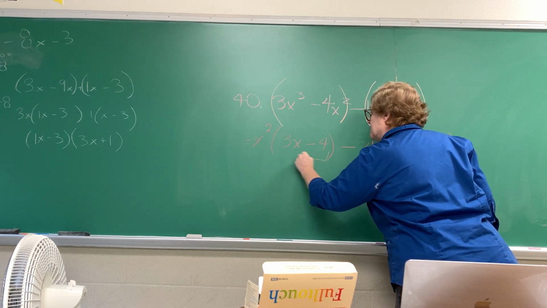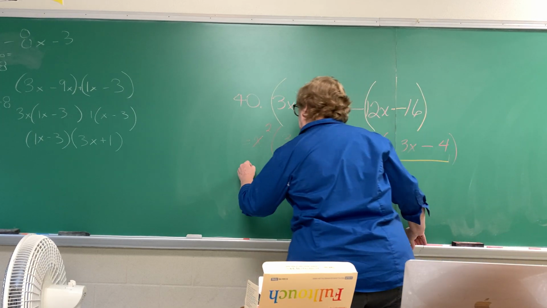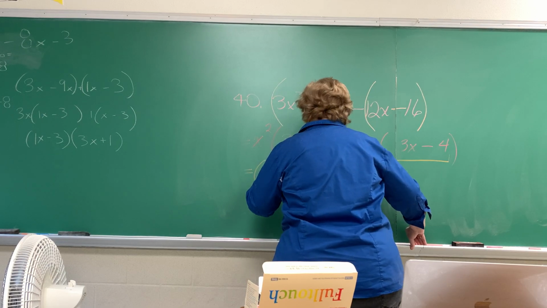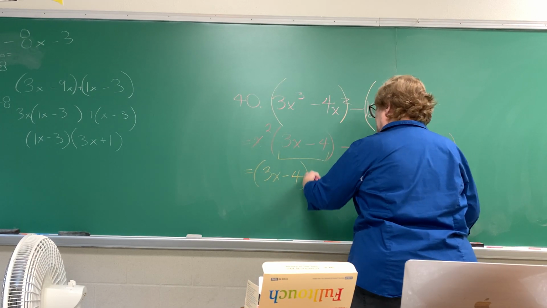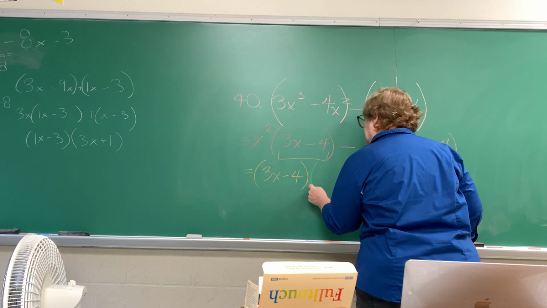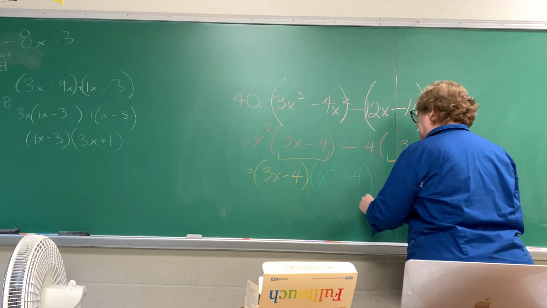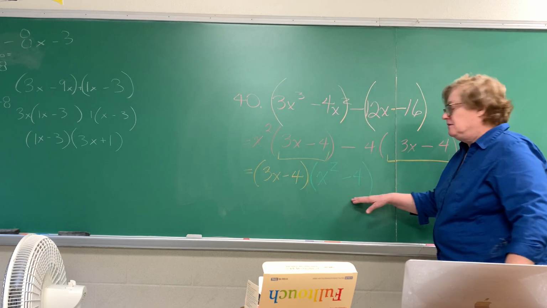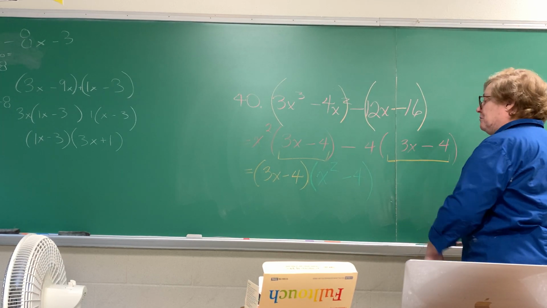Are we happy? Did our 2 remaining terms match? Yes. Good, let's pull that out. That's 3x minus 4, and we still have x squared minus 4. Does this show up, Danielle? Yeah. Okay, good. Can we keep going?